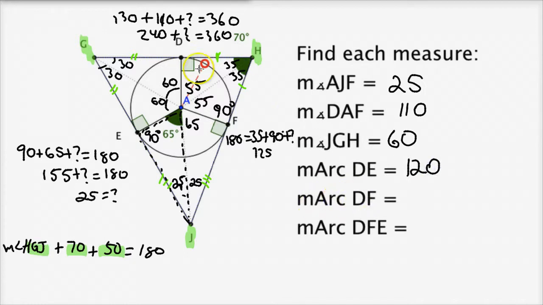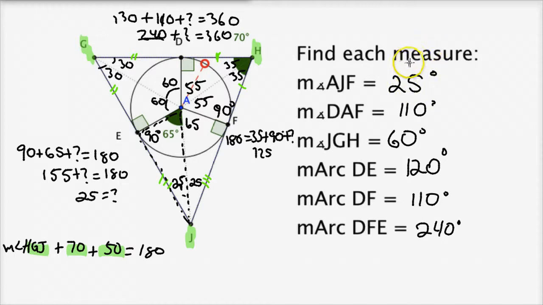What about measure of arc DF? That goes the other way. That's the two 55s put together, so that would be 110. And arc DFE, ooh, that means I got to go D to F to E. There's two ways to do this. Either add up all these or subtract the other ones from 360. We kind of added them up here and then subtracted them from 360. Either way, it's going to be 240. These should all say degrees.